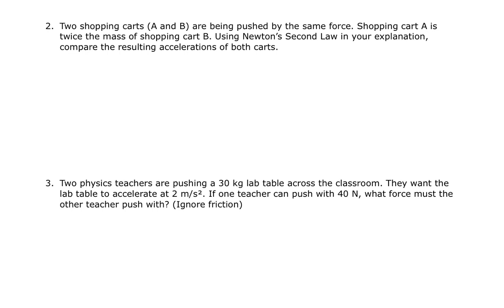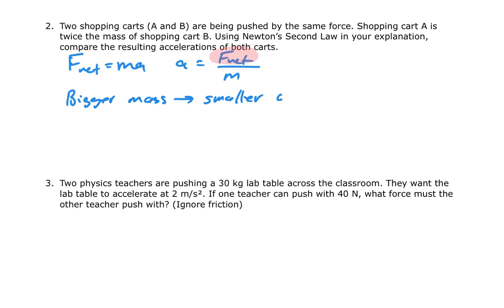So let's think about what's going to happen here. We said that Newton's second law, F net equals ma. If we rearrange that, we know acceleration is net force divided by mass. So we can see that the bigger the mass, the smaller the acceleration. If each of the two carts, A and B, have the same net force, the cart with the bigger mass will have the smaller acceleration. So the bigger mass will have a smaller acceleration.